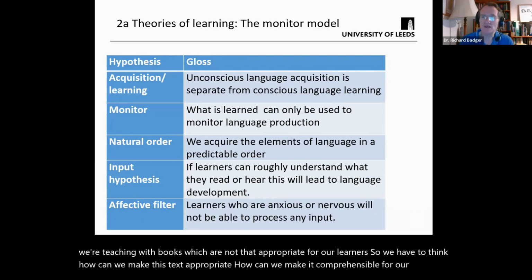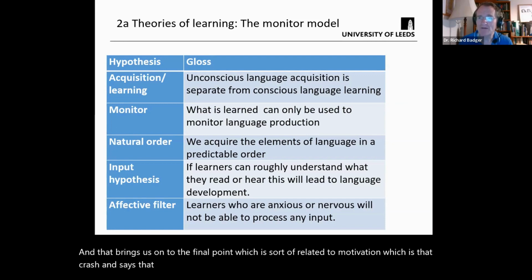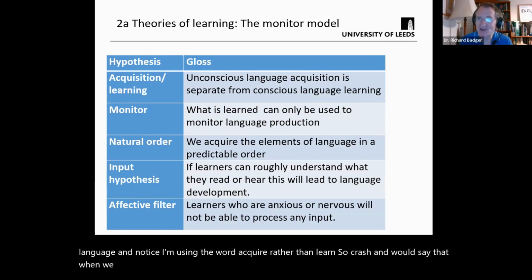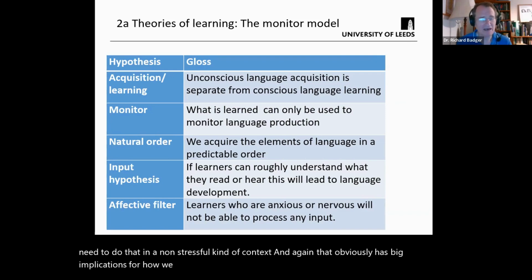And that brings us on to the final point, which is sort of related to motivation, which is that Krashen says that when people are anxious, when people are nervous, they don't acquire language. And notice here I'm using the word acquire rather than learn. So Krashen would say that when we are learning, when we are studying a language, when we're trying to acquire it, we need to do that in a non-stressful kind of context. And again, that obviously has big implications for how we organize classrooms and things like exams.